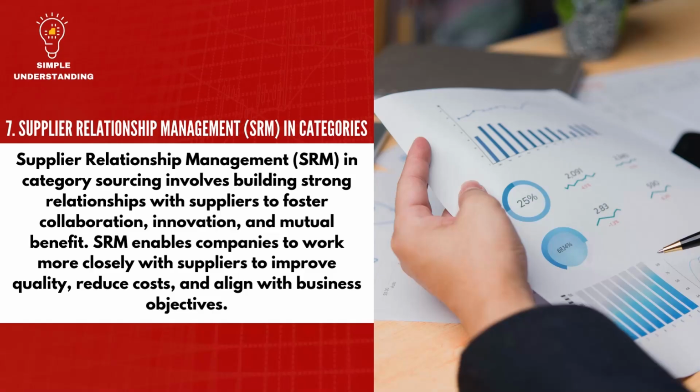7. Supplier Relationship Management, SRM, in categories. Explanation. Supplier Relationship Management, SRM, in category sourcing involves building strong relationships with suppliers to foster collaboration, innovation, and mutual benefit. SRM enables companies to work more closely with suppliers to improve quality, reduce costs, and align with business objectives.